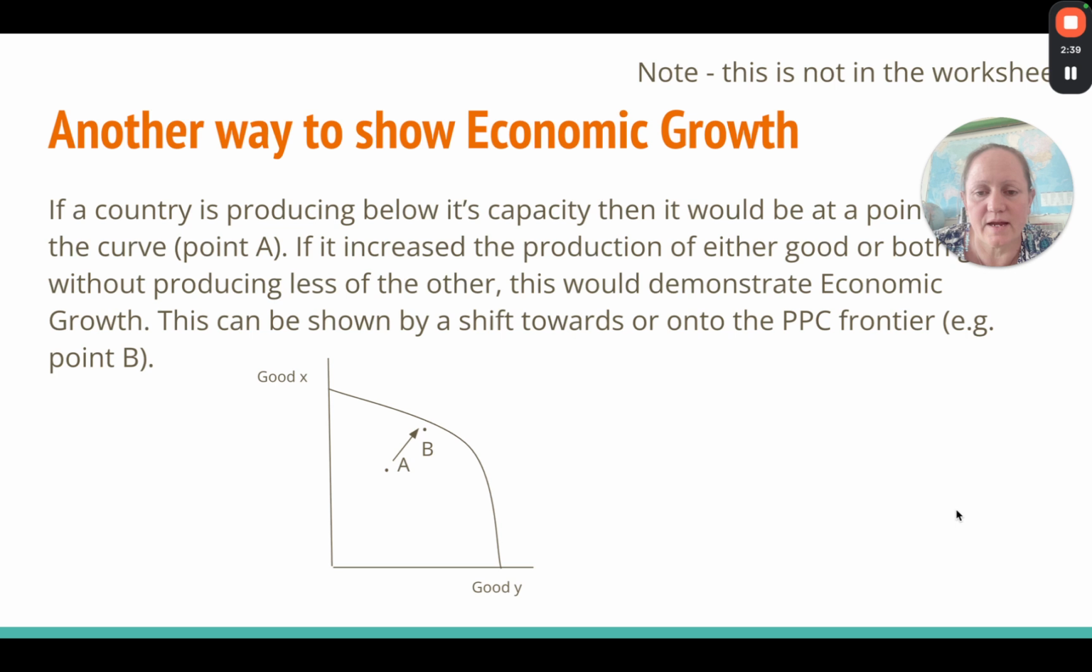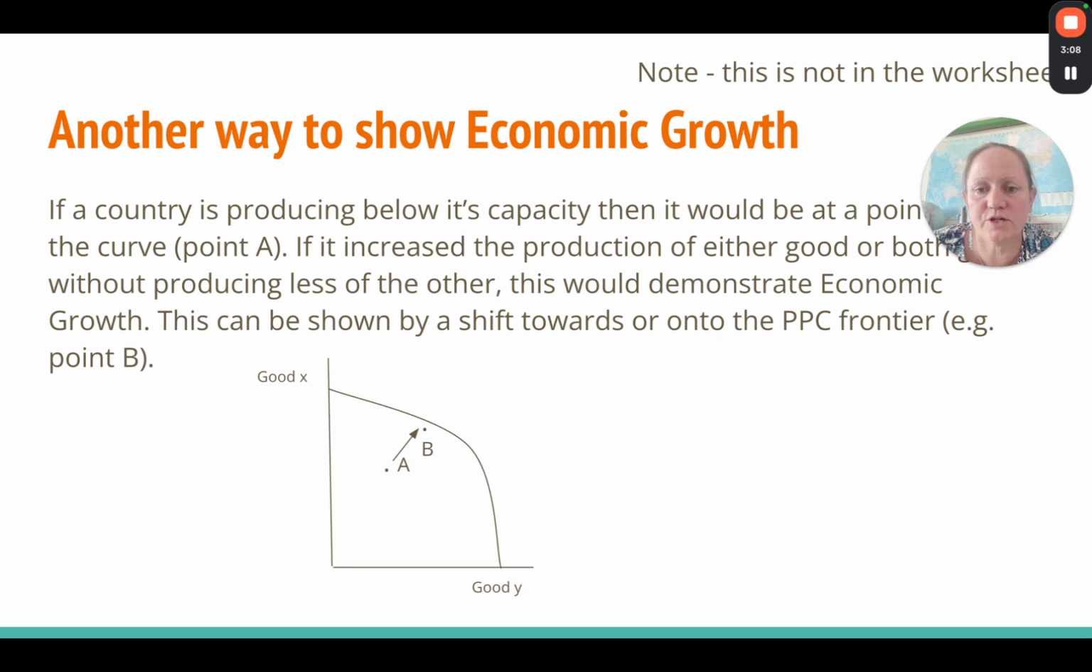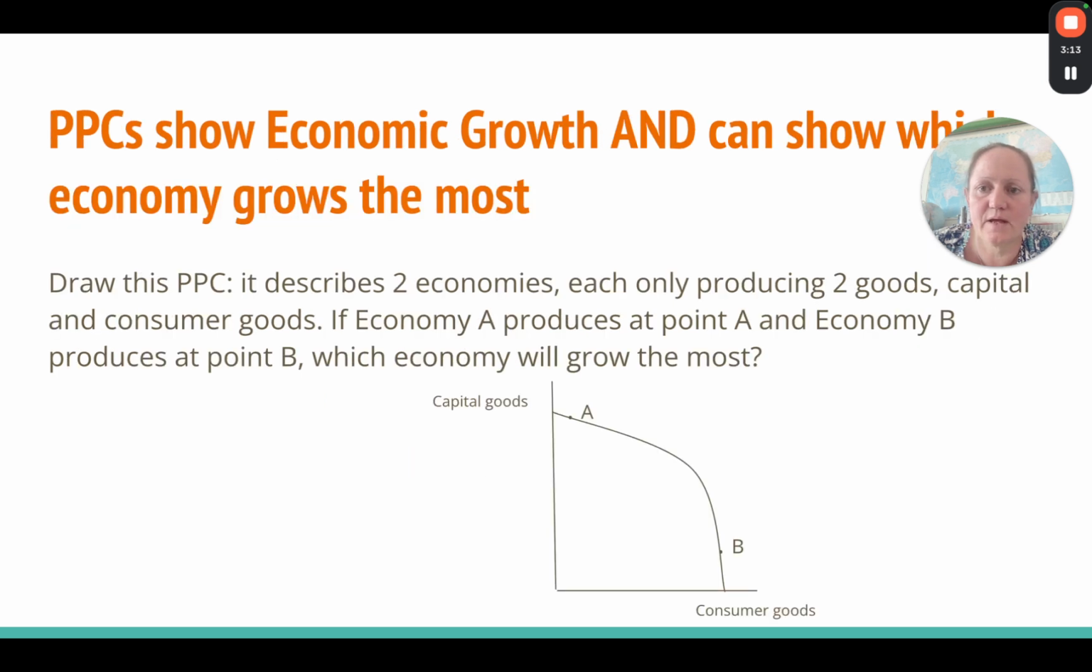The other way of showing economic growth is from a point. So let's say you're producing below your capacity at point A. And if you increase your production of either good X or Y, which means you could shift in this direction or this direction, or any point closer to or onto the frontier, the curve, you will show that you have also achieved economic growth. This first one shows a growth in your productive capability or capacity, and this one shows an actual growth of where you are producing right at this point in time.